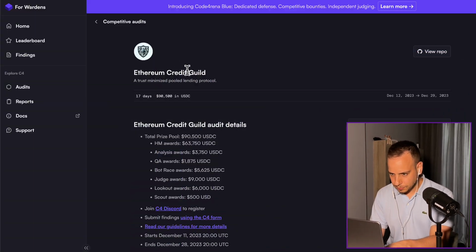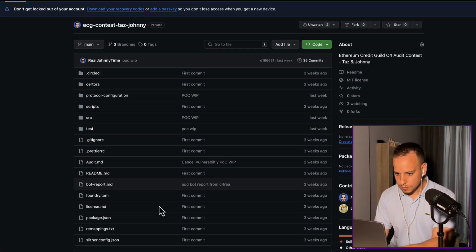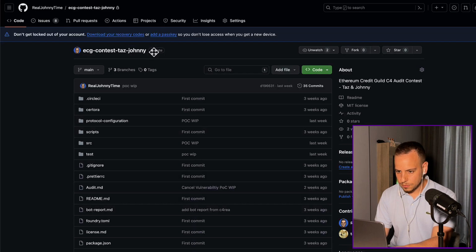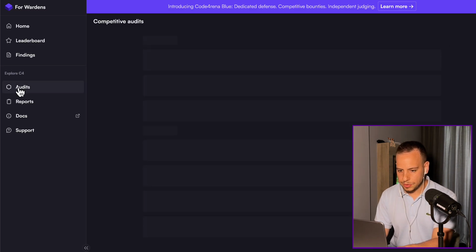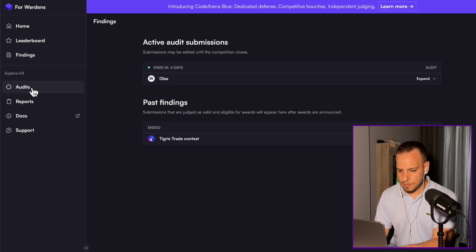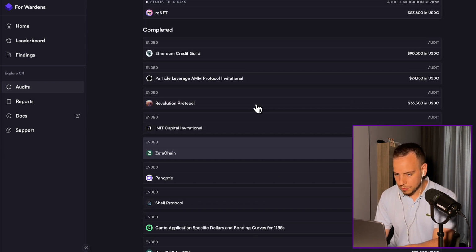Obviously, we'll show you the findings that we found, mainly Taz, to be honest. Taz found some cool findings, but we shared a lot of ideas together, and some of these findings came from these ideas. How many findings did we report? I think 2 or 3 mediums and 2 or 3 highs, and maybe 1 low, if I'm not wrong.